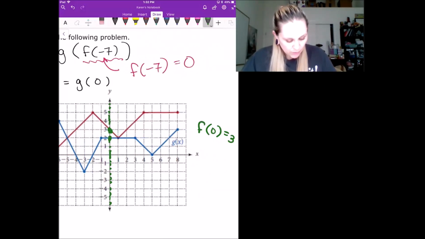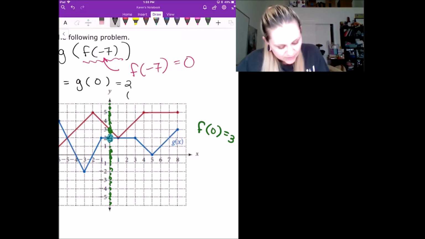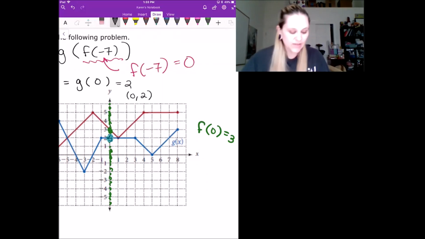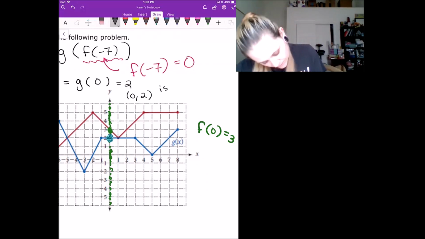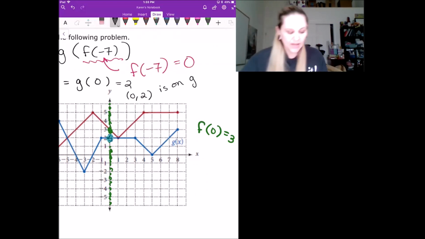So we want to know where the g function sits when x is equal to 0, and I'll go ahead and change color once more. That's right there, right? The height or y value is 2. G of 0 is equal to 2. That means that the point 0, 2 is on g. Meaning if x is your input, 2 is your output.